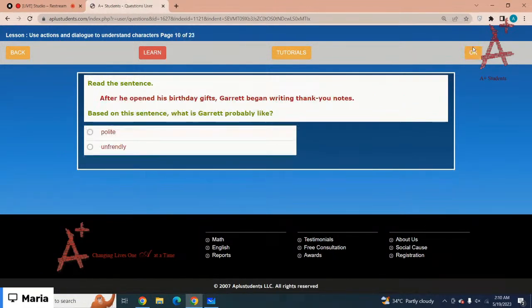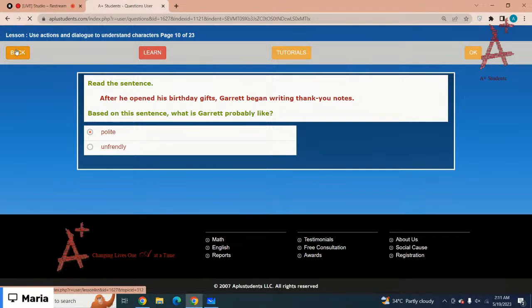After he opened his birthday gifts, Garrett began writing thank you notes. Based on the sentence, is Garrett probably polite or unfriendly? Yes, Garrett is probably polite.